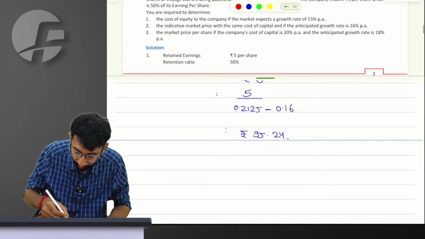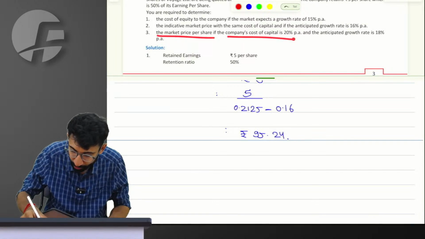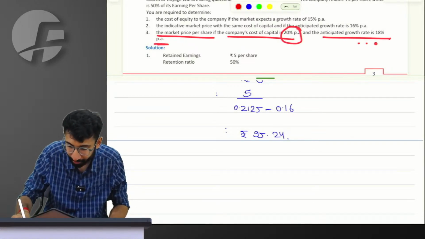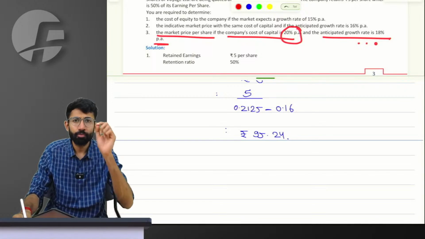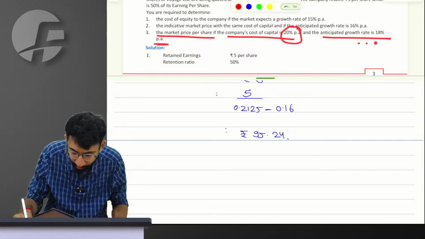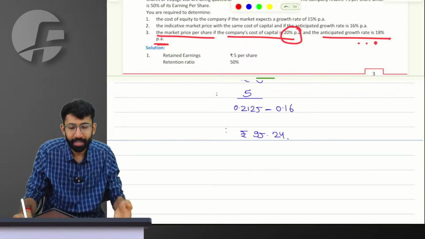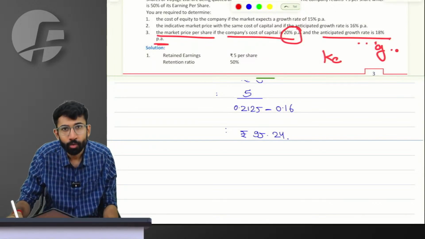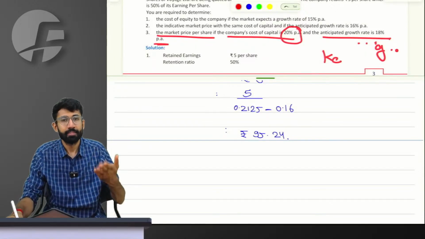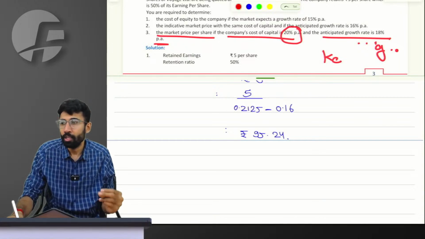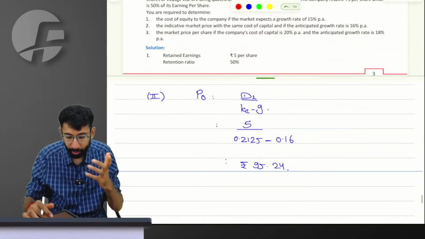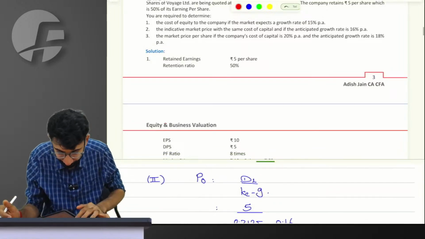C part ultra quick. The price per share if the company's cost of capital is 20% and the anticipated growth rate is again 18%. I'm giving you 30 seconds to solve this. I won't do it in the class. Very easy. Recalculate the market price. You have a newer K and you have a newer G. What else is there? Simple, you have the number of D1. Quickly calculate the price on your own in the notebook itself. Do it right away.